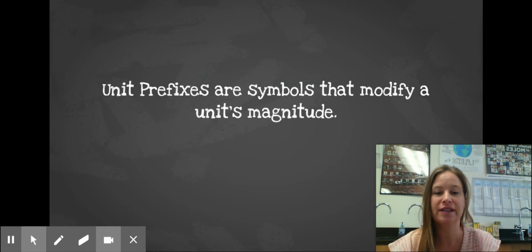The unit prefixes are symbols that modify a unit's magnitude. So if we do not want to use seconds, but we want to measure something much larger, a larger length of time, we're going to use a prefix that takes the second and enlarges it to a greater magnitude.